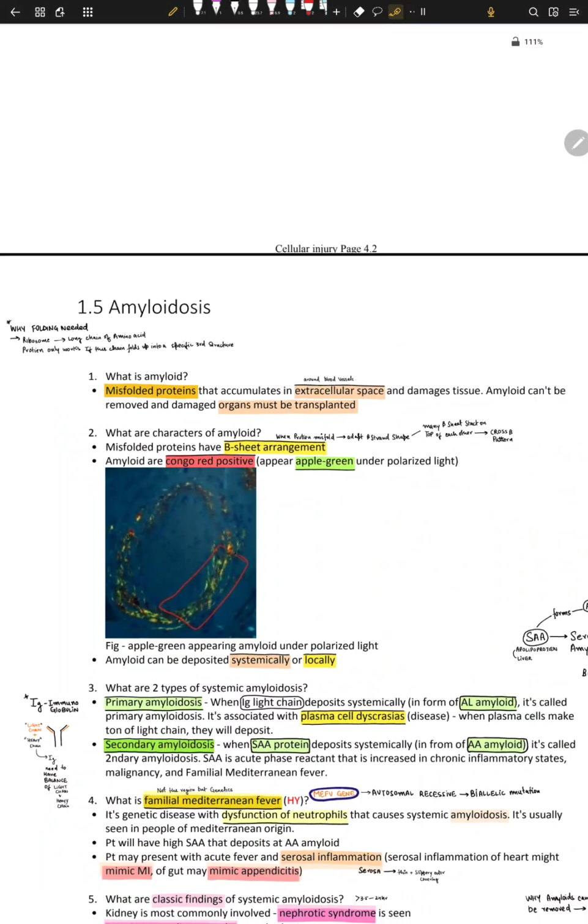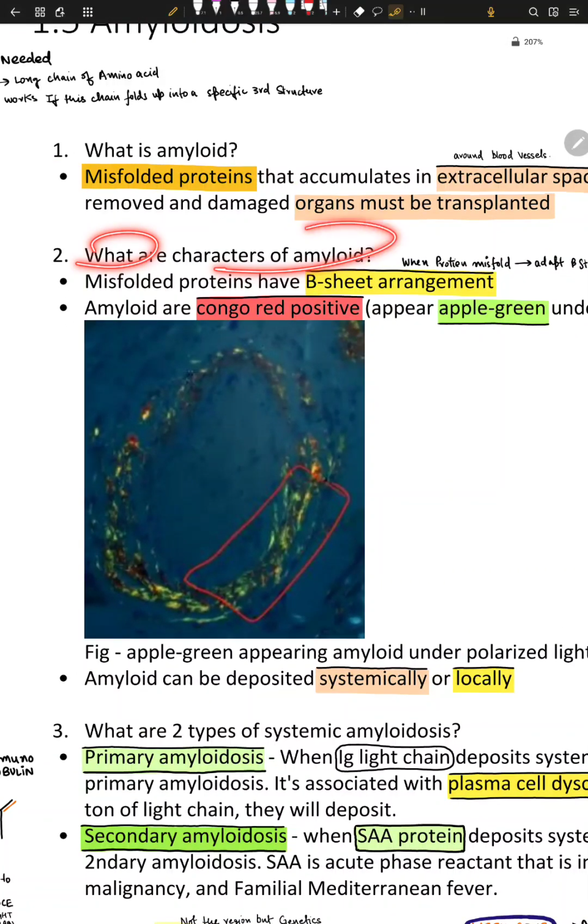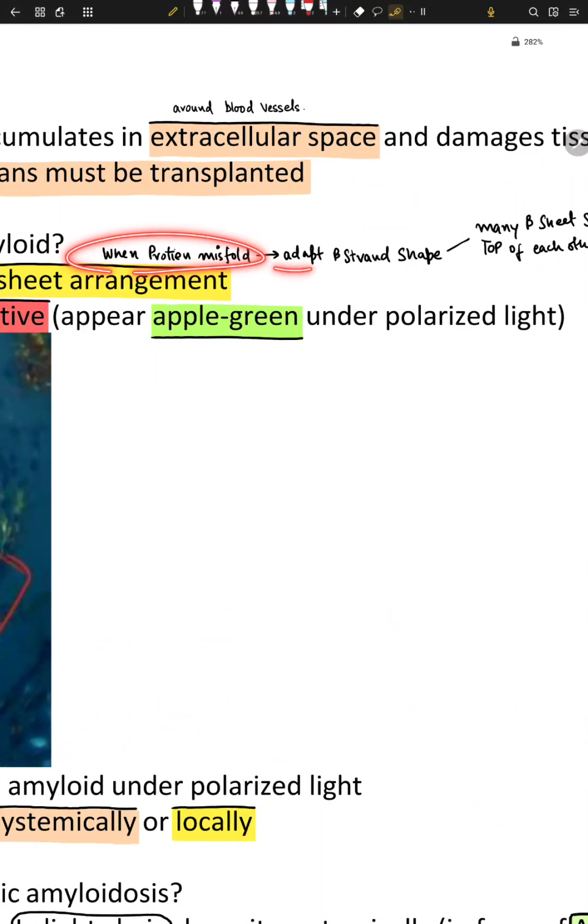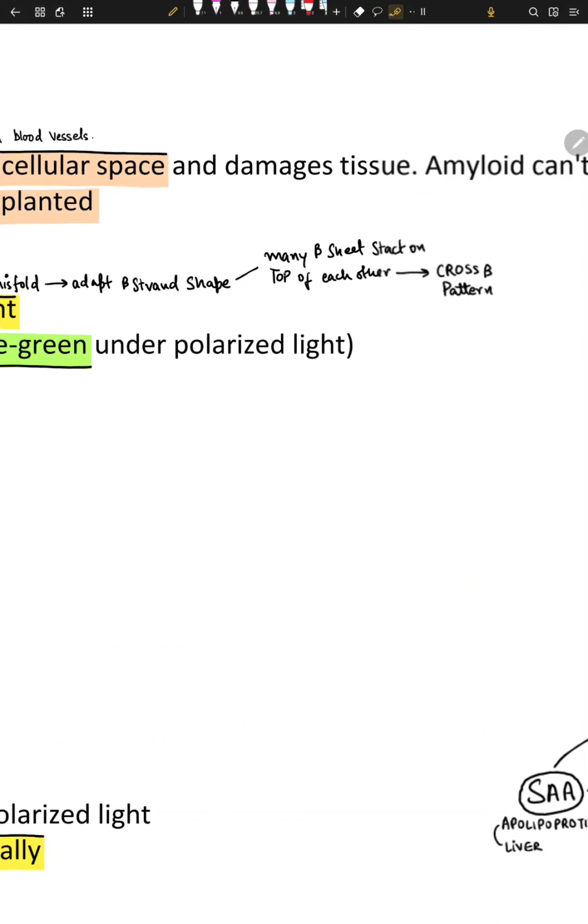Okay, what are the characteristics of amyloid? Misfolded protein that has a beta sheet arrangement. What is beta sheet arrangement? When proteins are misfolded, they adopt a beta strand shape. Many beta strands stack on each other and then make a cross beta pattern.